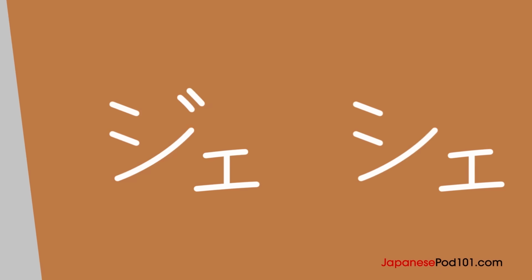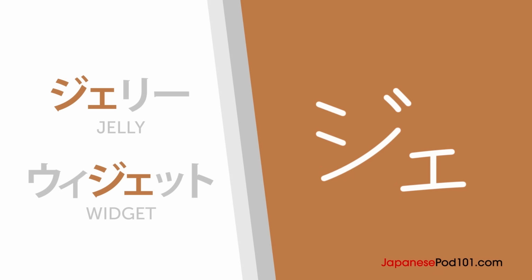Also, since shi with the dakuten is the only sound in Japanese to produce a J sound, the same is done to ji, creating the J digraph. This allows Japanese people to say words like jelly or widget.